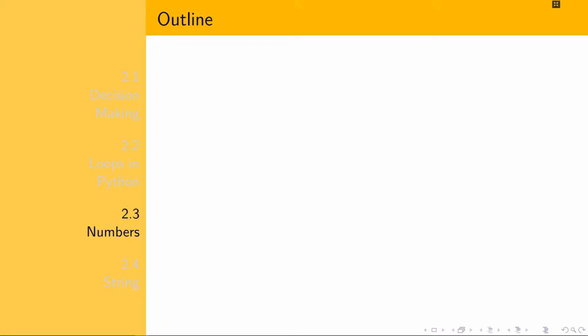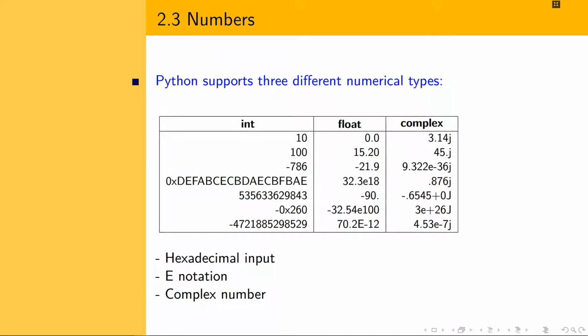Let's move on to the next part, numbers. Numbers is one of the basic data types I introduced to you in the previous lecture. At this moment, you should know how to assign a number to a variable and how to use numbers and variables to write more complicated expressions. In this part, we will learn more about numbers in Python.